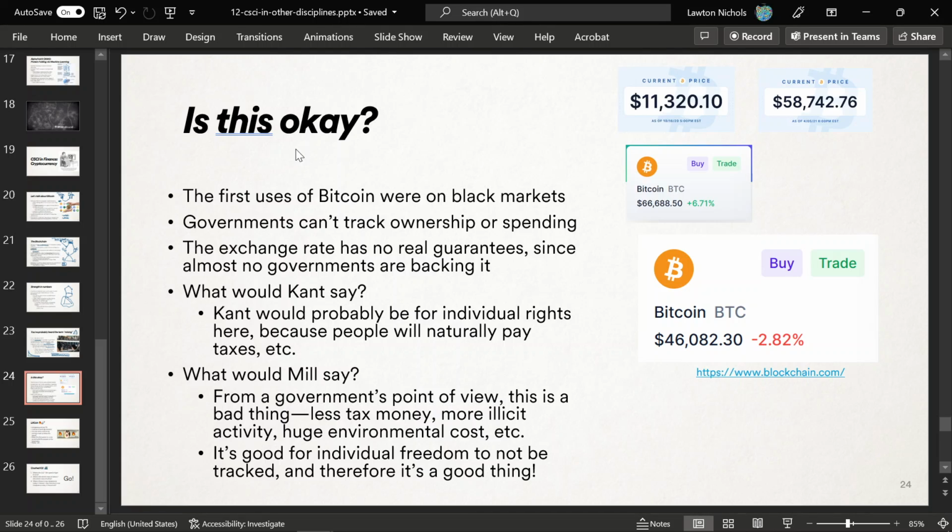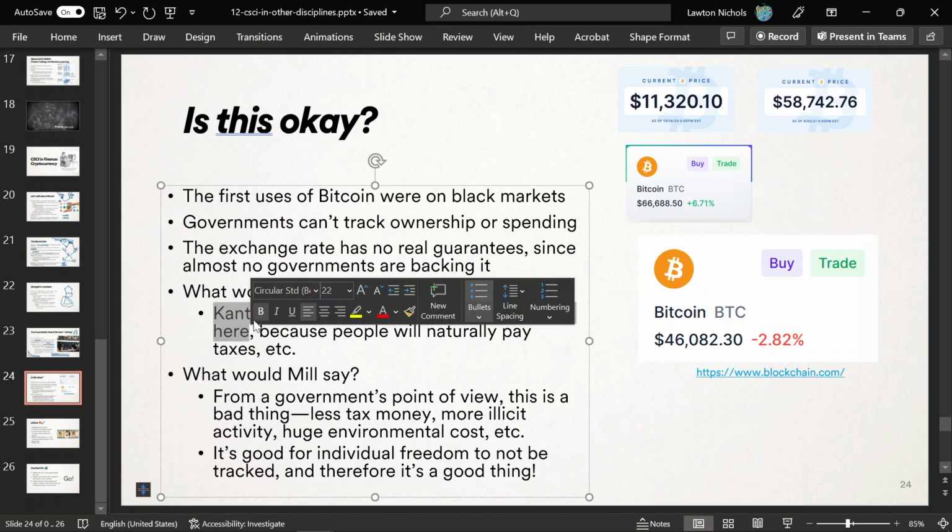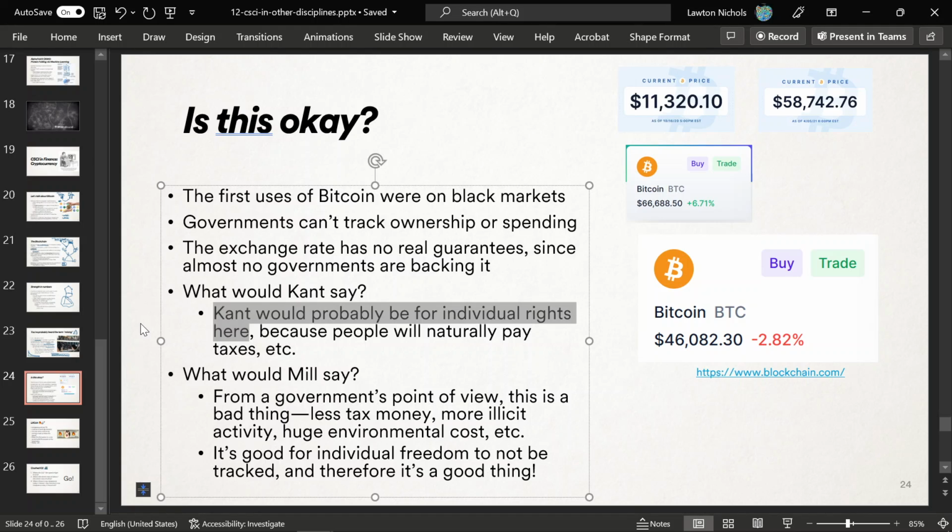All right, so let's ask Kant, for example. What would Kant say about cryptocurrency, Bitcoin, things like that? I think we've established that Kant is for individual rights, right? He's for people doing whatever they want if they're not hurting anybody. And he would say, yeah, cryptocurrency is great. We should have that as an option because we can expect the good in people, right? We can assume that people are going to pay their taxes based on selling Bitcoins. They're not going to lie to their governments, things like that. Kant is an optimist, okay? So I think Kant would be for cryptocurrency.